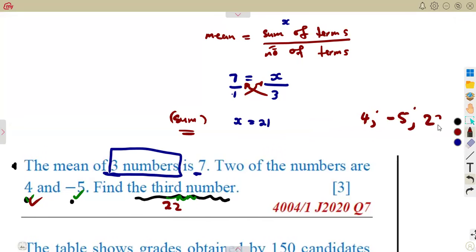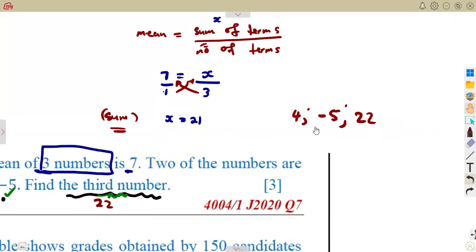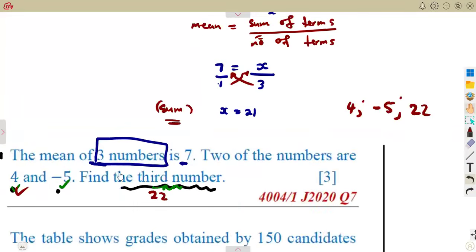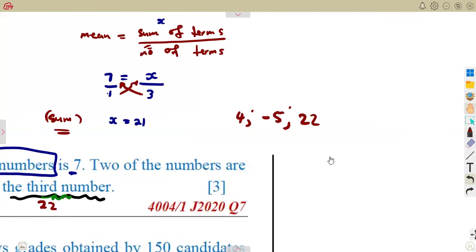And 22. These are the numbers. Let's calculate the mean and see if we are going to obtain the same, because they're saying the mean of these numbers is 7. So let's calculate and see if our mean is going to be 7. So this is just a proof. Just see what our mean is going to be.